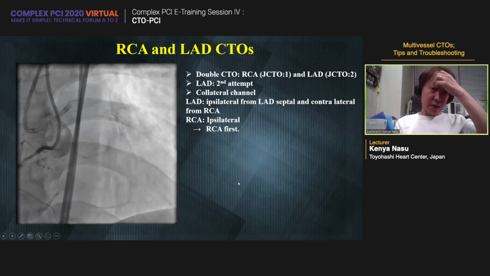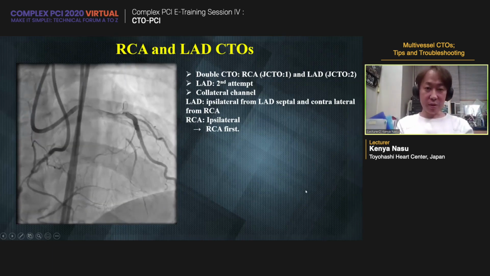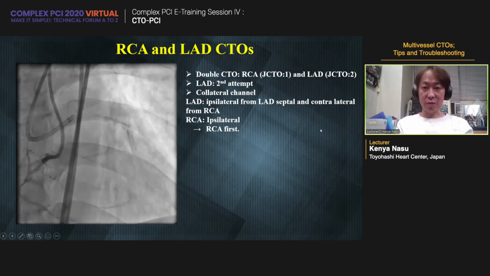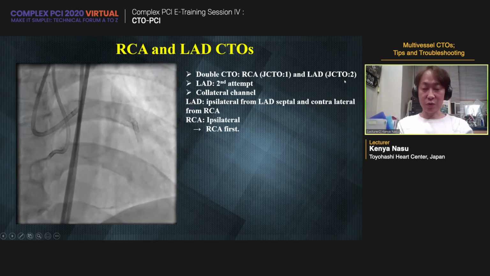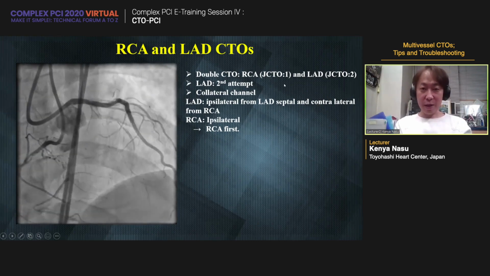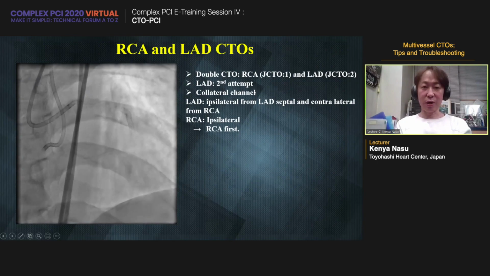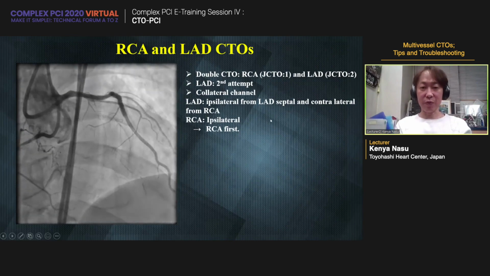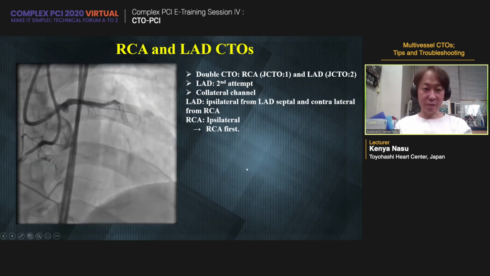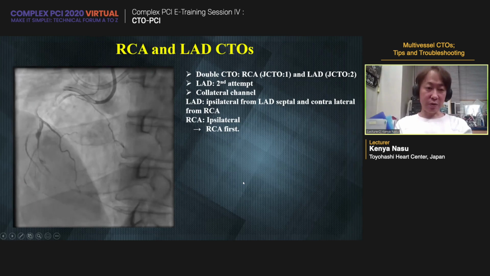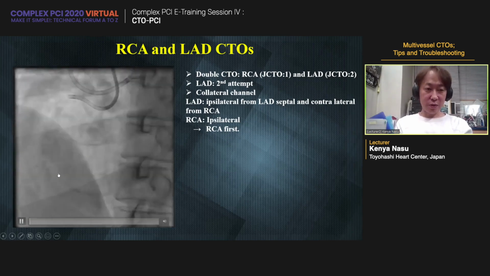This case is last year's TCTAP live demo case for me. This case is also a double CTO, but the RCA has a J-CTO score of 1 and the LAD has a J-CTO score of 2. The first attempt on the LAD had failed, so maybe we needed a little different approach for the LAD. That's why I recanalized the RCA first. This is a simultaneous RCA injection. Some branches supplied ipsilateral collateral to the distal.